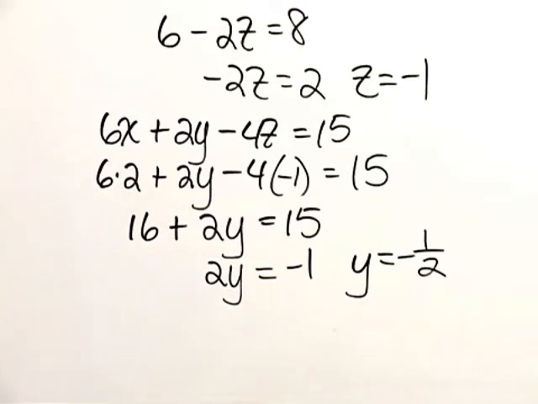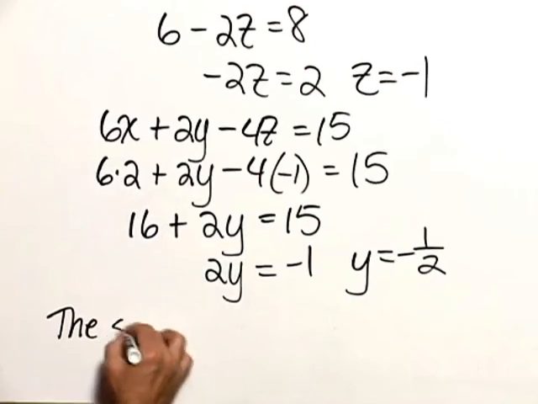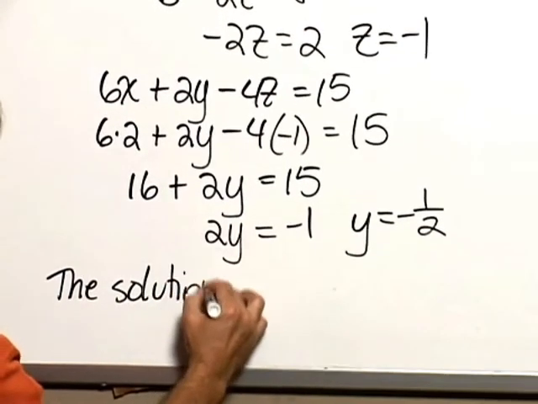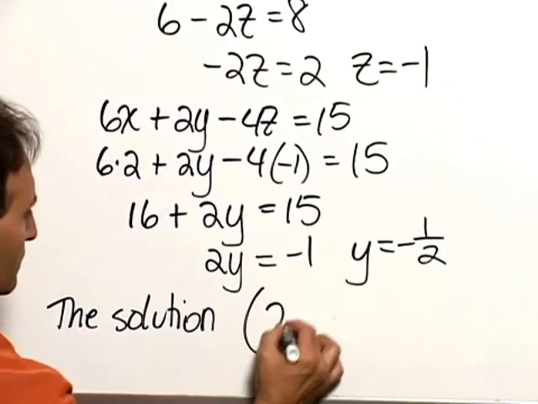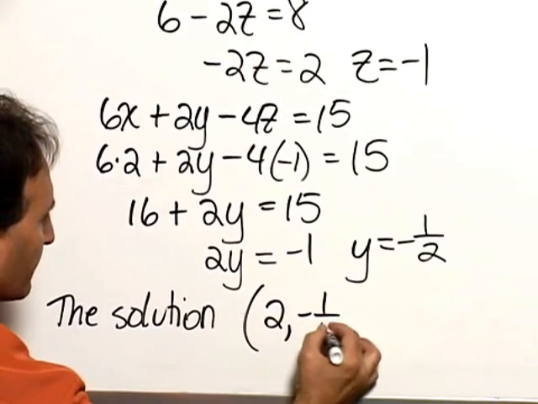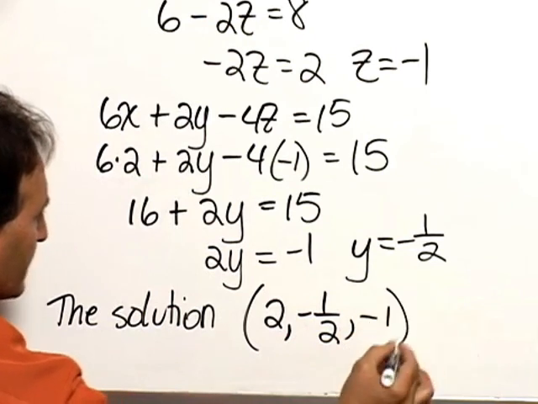I've checked this answer, so I know it is correct. So what we have is the solution is the point x is positive 2, y is -1/2, z is -1.